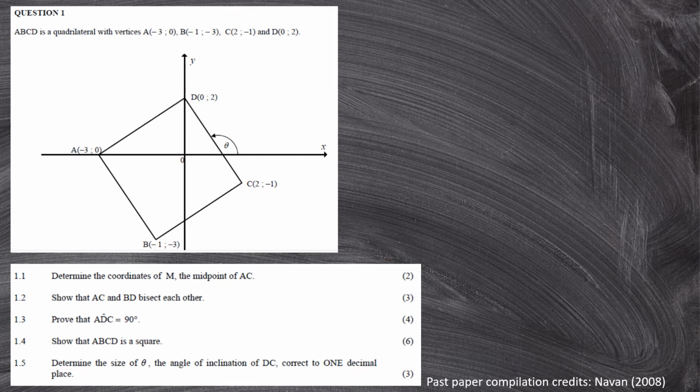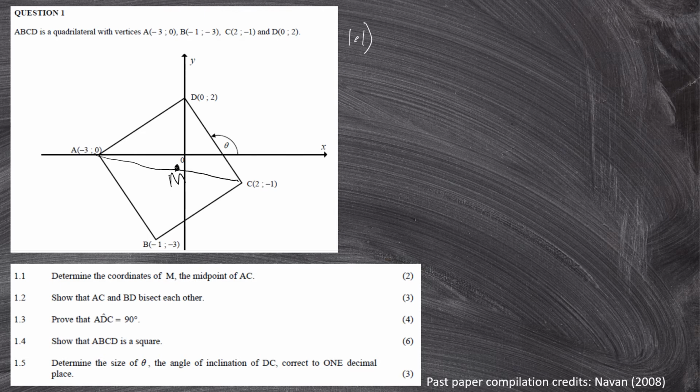Okay. Question 1. You are given that ABCD is a quadrilateral with vertices A, B, C, and D, and you are given the points. 1.1: they want you to determine the coordinate of M, which is the midpoint of AC, and it has 2 marks. In other words, you have coordinate of M somewhere there, which is actually the midpoint of what?